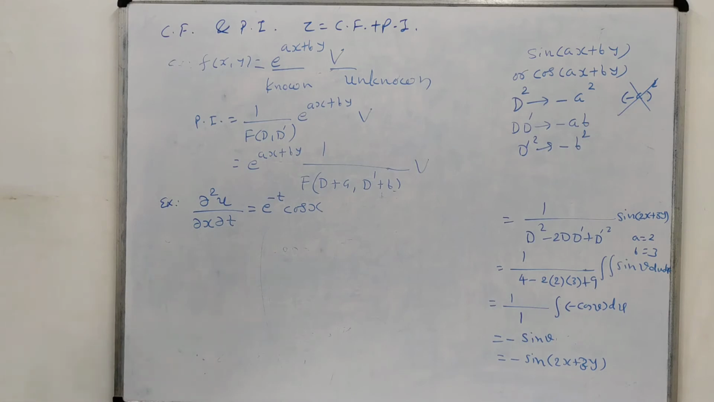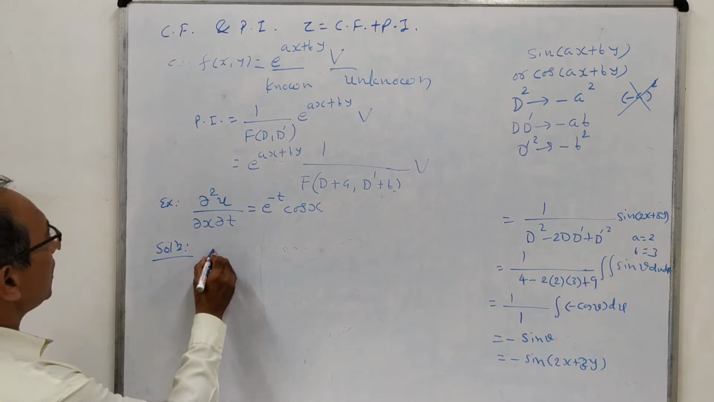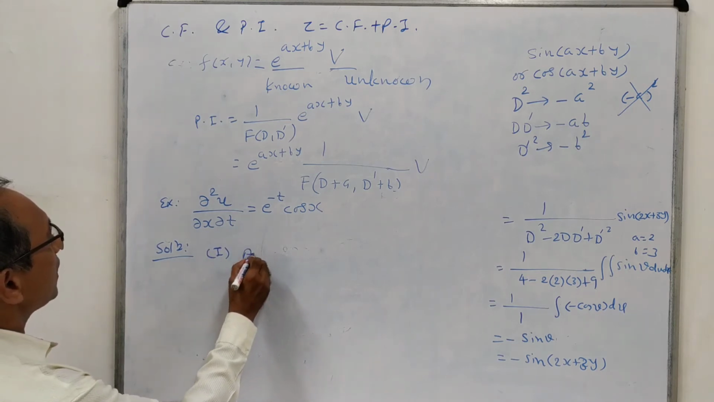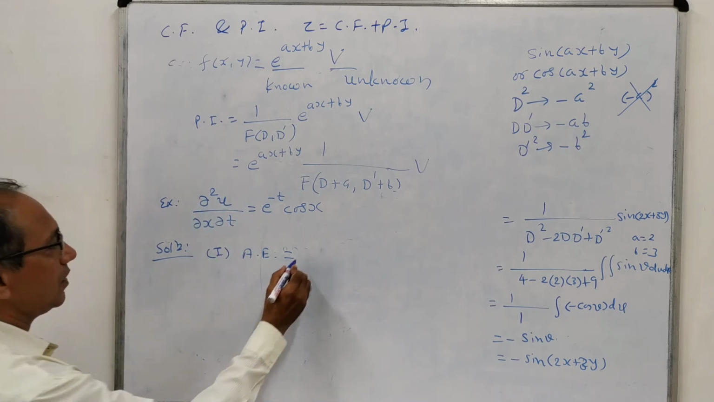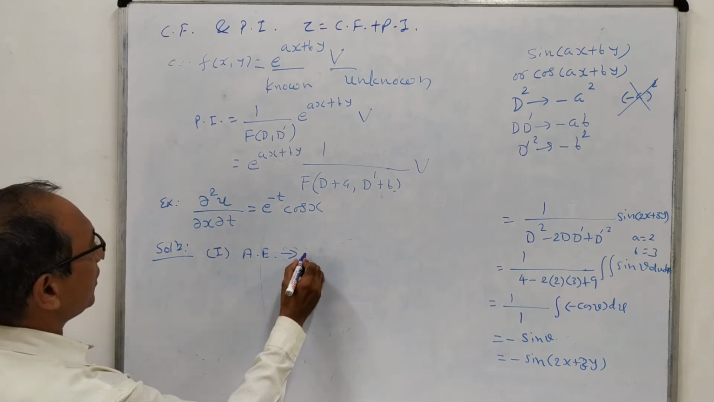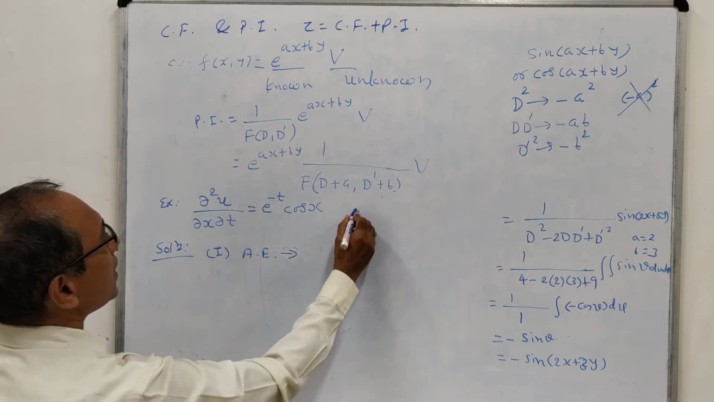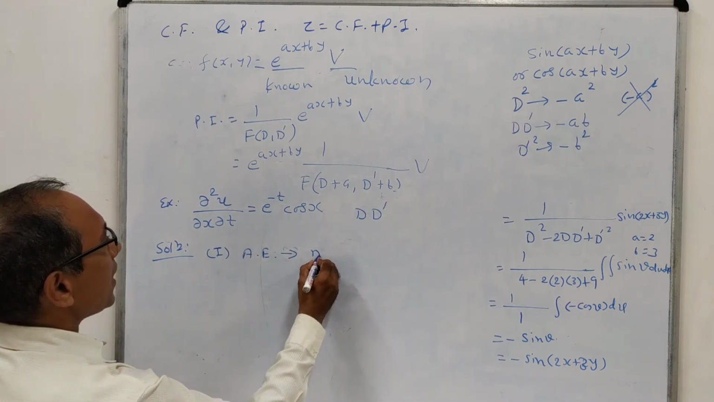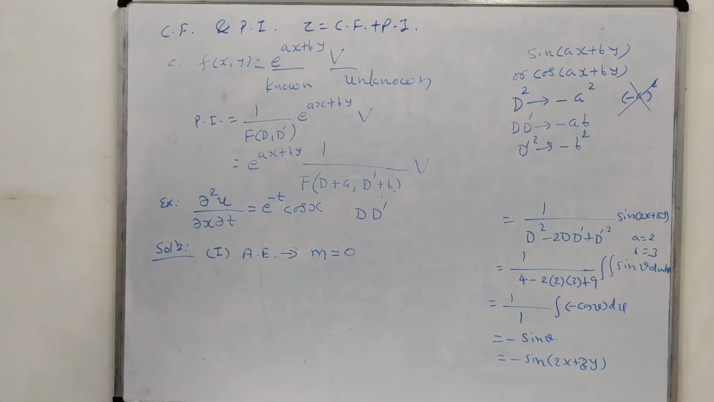Only the change is there of the name of the variable. So solution. First of all, in the auxiliary equation there is only the second derivative with respect to x and t. So it is D into D dash. We replace D by m and D dash by 1, so it will become 0. So m equal to 0. That means only one root is there.